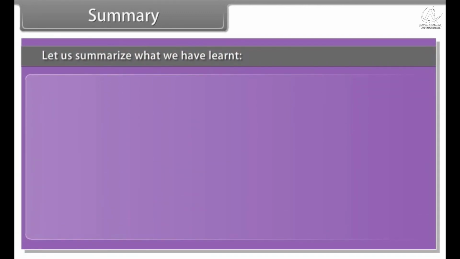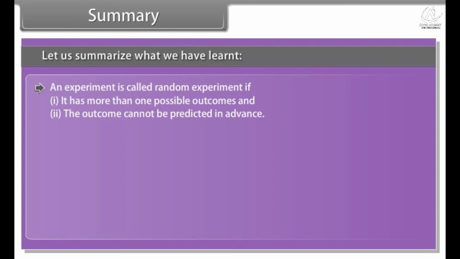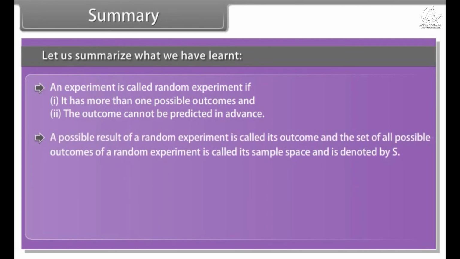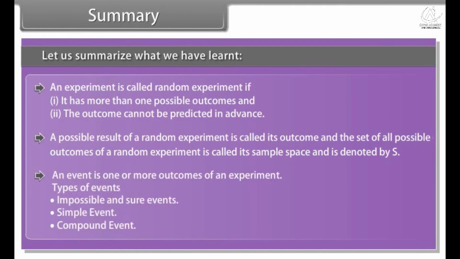Summary. Let us summarize what we have learned. An experiment is called a random experiment if, 1. it has more than one possible outcome, and 2. the outcome cannot be predicted in advance. A possible result of a random experiment is called its outcome, and the set of all possible outcomes of a random experiment is called its sample space and is denoted by S. An event is one or more outcomes of an experiment.